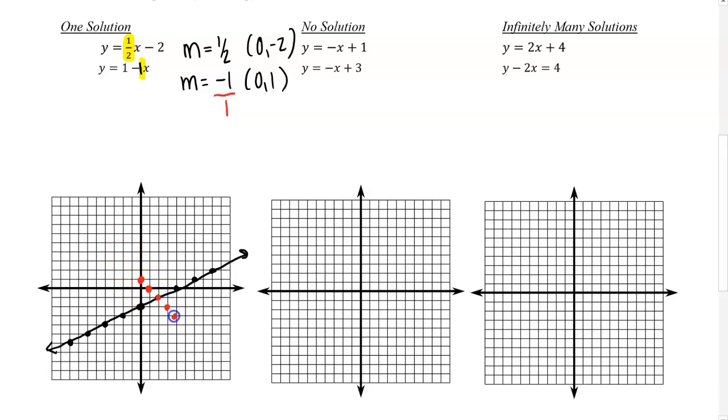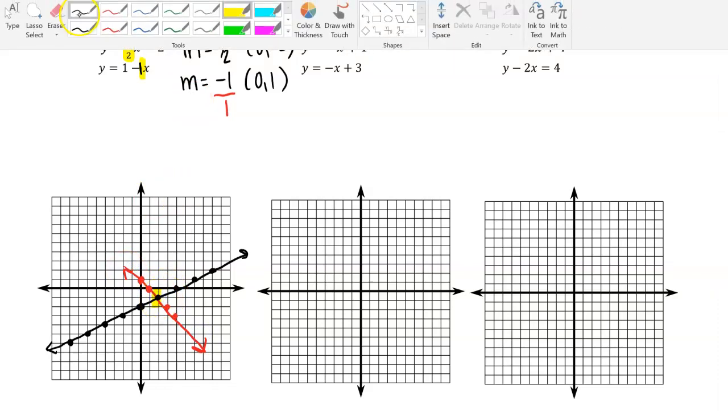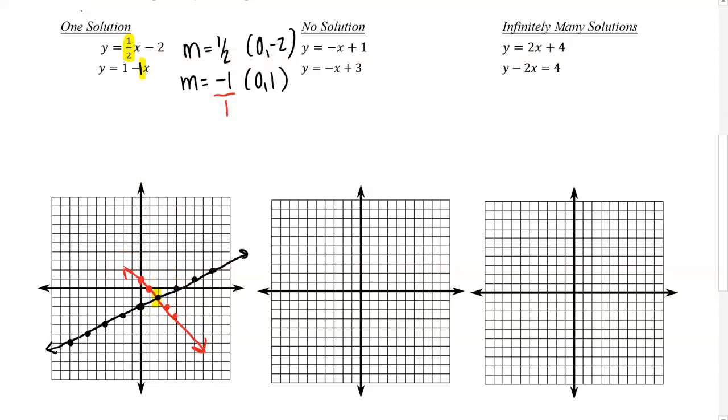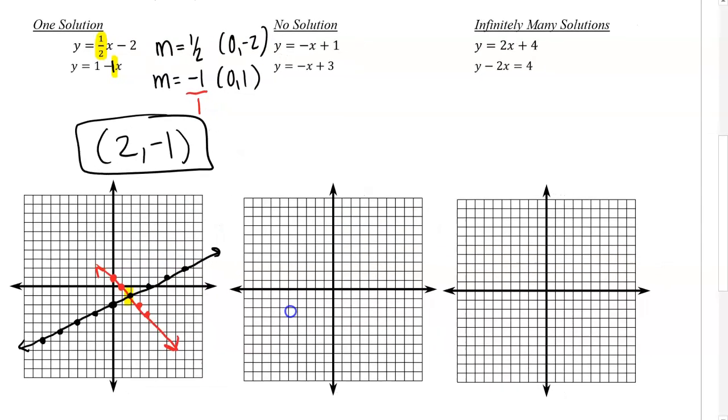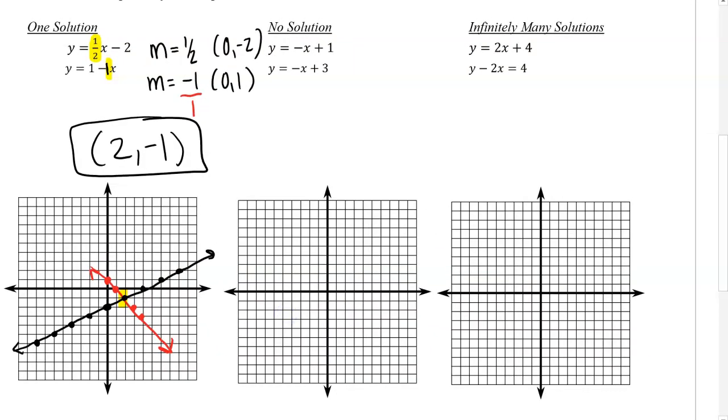And there is my intersection point. So this graph intersects one time, and it happens to intersect at the ordered pair 2, -1. That is the solution to this system. It is one solution because the lines intersect one time. Now we're going to look at no solution.